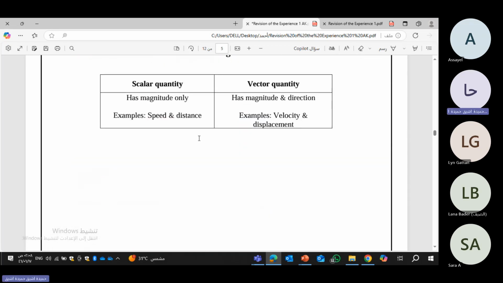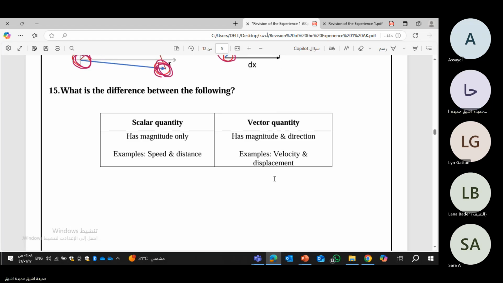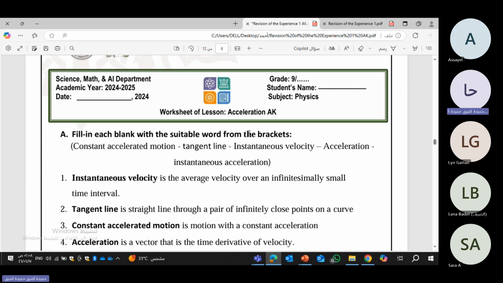The last question in the first lesson, you have the scalar quantity and the vector quantity. We already know scalar has magnitude only. What do I mean by magnitude? It means value. Okay, it has a value, a number. Examples are speed and distance. Vector quantity has magnitude and direction. Examples are velocity and displacement. Okay, I already put it in choices and true or false. We answered it above, so the same thing. Okay, this is about the first lesson.